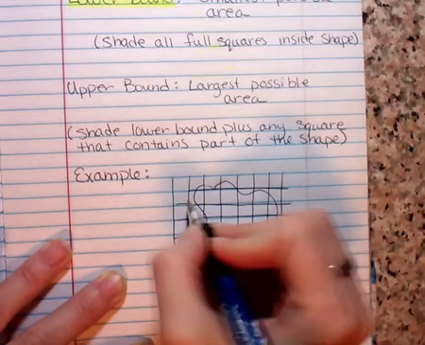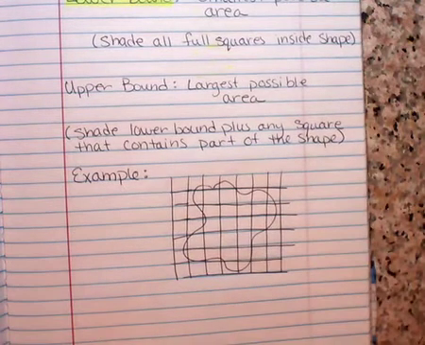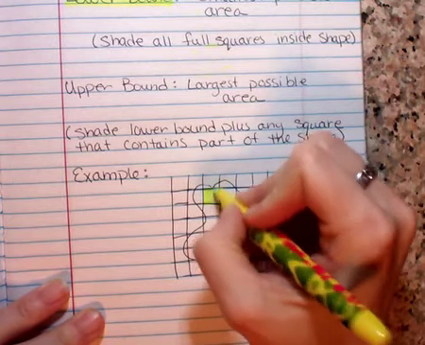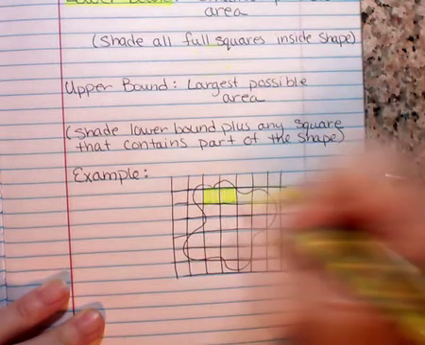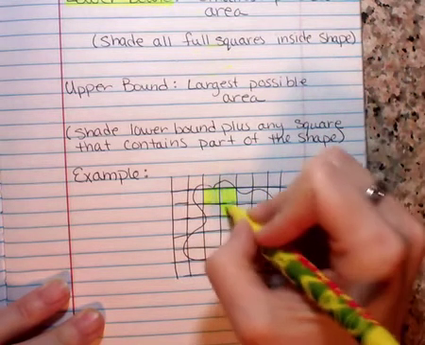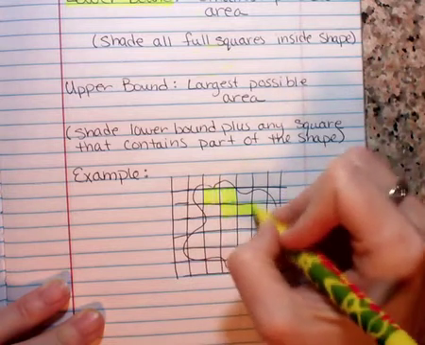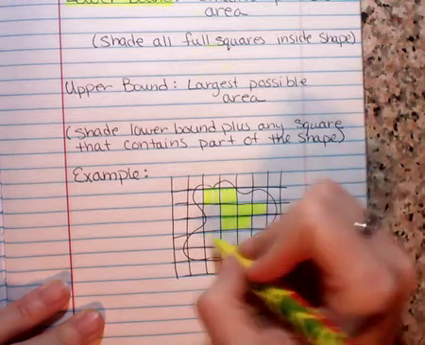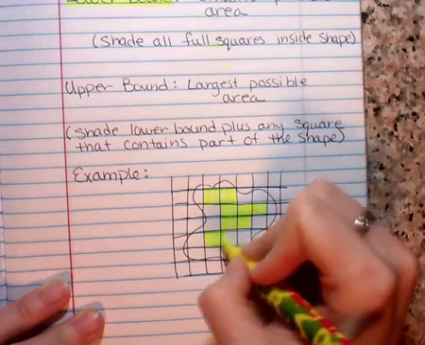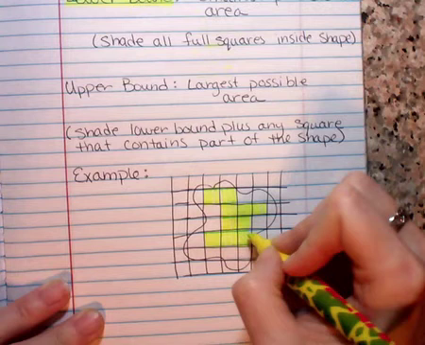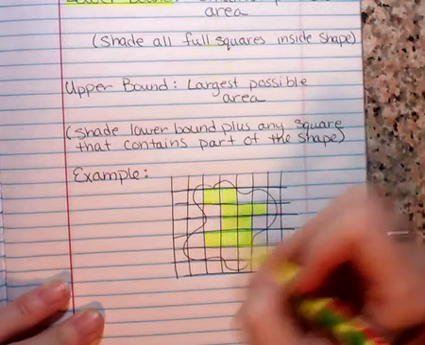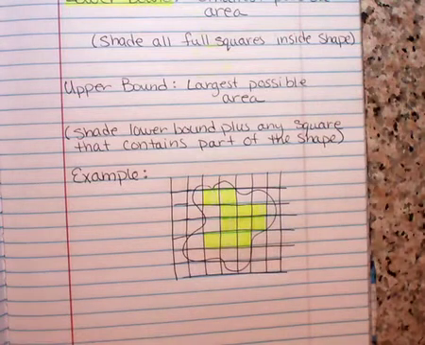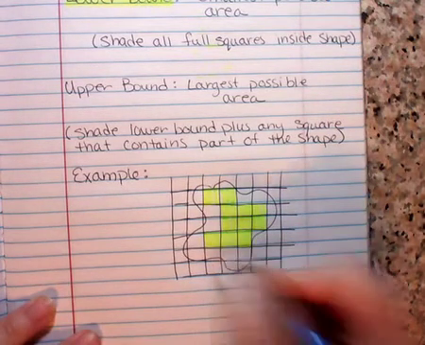It doesn't have to be perfect. This is just an estimate. So any full shape inside of our blob, I'm going to highlight yellow. Okay, so I've highlighted all of the full squares inside of our blob.